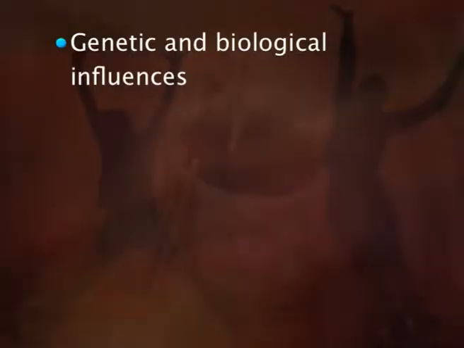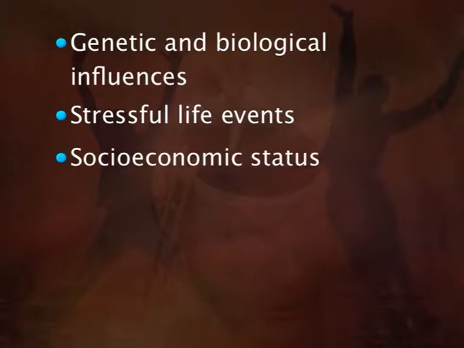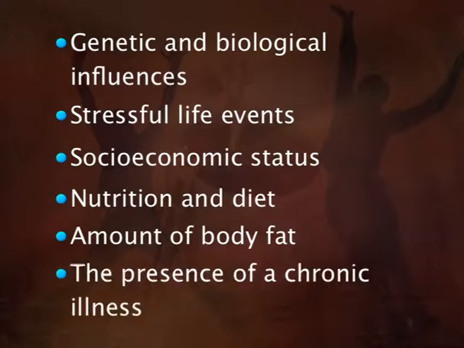Now, there are a number of factors that influence the onset and progression of puberty. Factors that affect the onset and progression of puberty are genetic and biological influences, stressful life events, socio-economic status, nutrition and diet, amount of body fat, and the presence of a chronic illness. Firstly, let us look at the influence of hormones. The growth hormone, or GH, and thyroxine contribute to the gain in body size and completion of skeletal maturation.